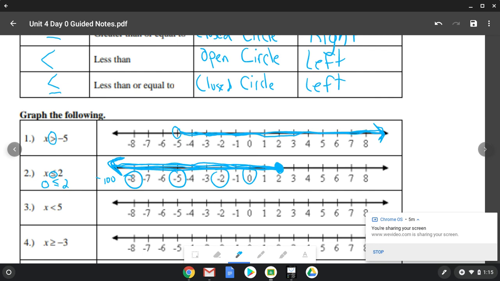Number 3, we go to the number 5. We put a circle there, and then we got to decide if that circle is open or closed. Well, because it doesn't have an equal sign, we can keep it as an open circle. The arrow is pointing to the left, so that's the way that we shade. And all of our answers are over here. But we don't include 5 as one of our answers because it's not a closed circle.